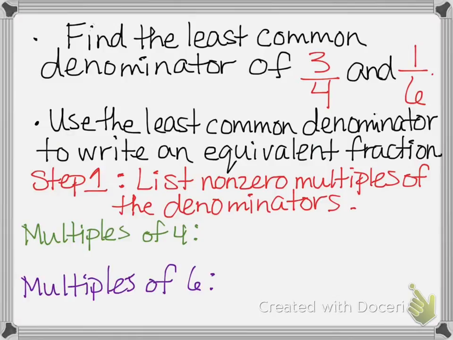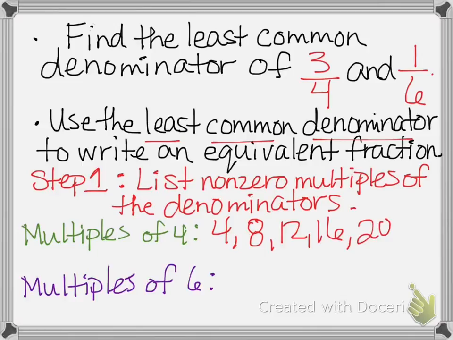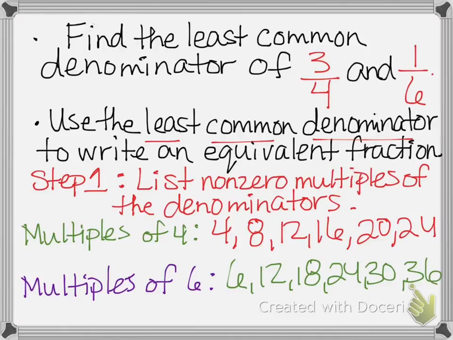On this slide, please write down all the following notes. Find the least common denominator of 3/4 and 1/6. We're going to use the least common denominator to write an equivalent fraction like we've been doing in the previous slides. Step 1 is to list non-zero multiples of the denominators. So what are the multiples of 4? Let's sing them. 4, 8, 12, 16, 20, 24. So now we will find the multiples of 6. 6, 12, 18, 24, 30, 36.